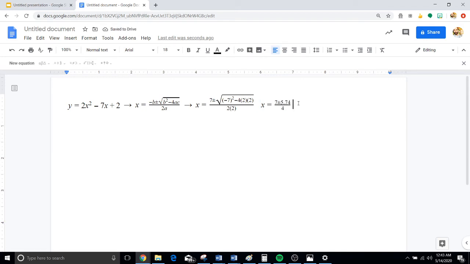All right. Well, from here, all we have to do is separate these two because we have a plus and a minus. We're just going to rewrite this as two different equations. All right, so we'll start with the plus. And we'll do the minus. All right, from here we just have to add and then subtract, and then whatever we get there we will divide by 4. So let's take 7 and add 5.74.